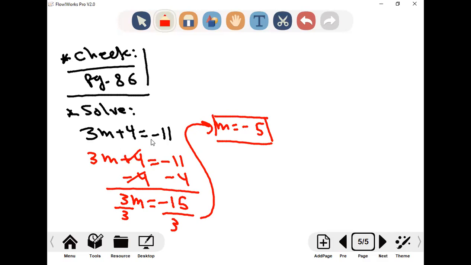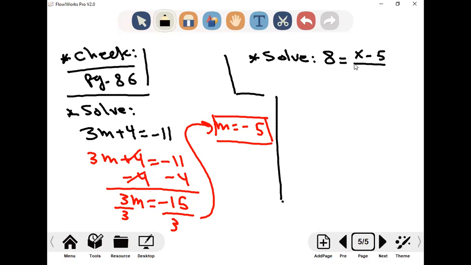Second part, we have 8 equals (x minus 5) over 7. 8 equals what? X minus 5 over 7. As I told you, we have two ways. You can put the 8 over 1 and make a cross product, or you can get rid of this 7 by multiplying both sides by 7. It's up to you.